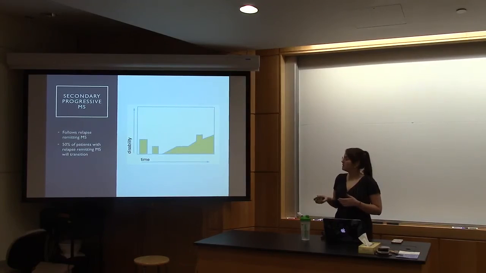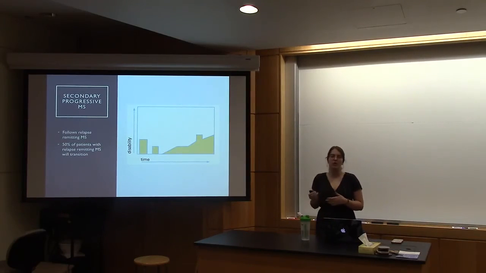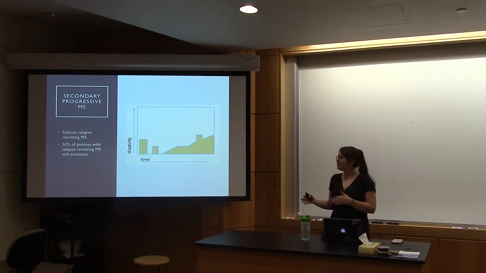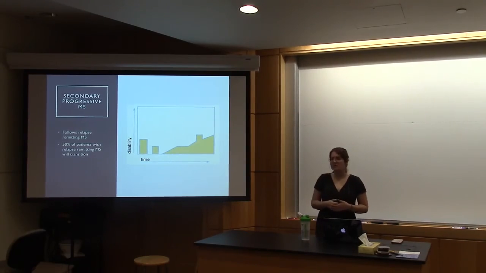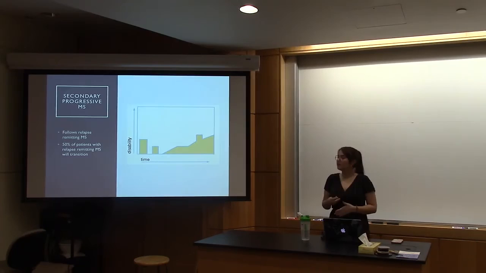Then we have secondary progressive MS. This is kind of a second part of MS. No one really starts with secondary progressive MS, but 50% of patients with relapse remitting MS will transition here, which you can see in this graph. Here we have these bar graphs where this starts as relapse remitting, where we have some cognitive or motor disability, periods of complete remission, and then their function will start looking a lot like the primary progressive multiple sclerosis.